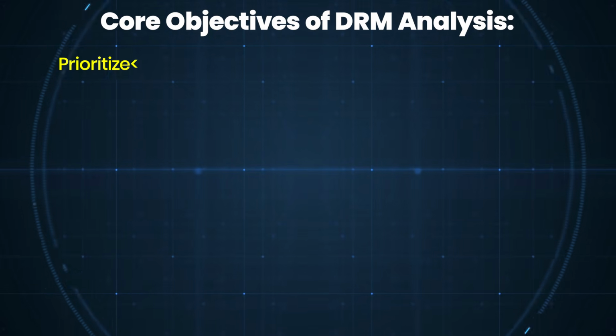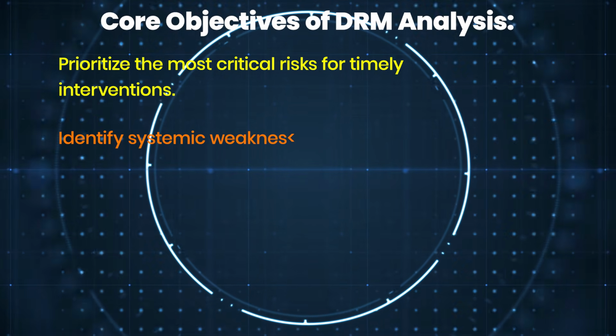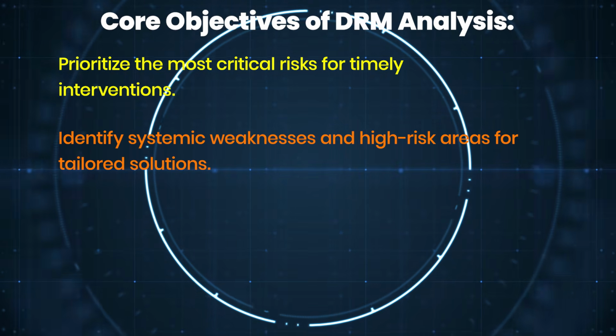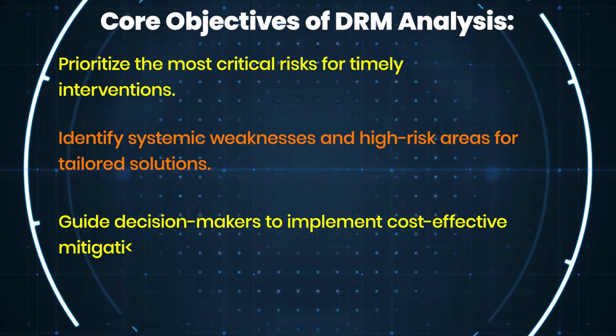Now, let us go to introduction to DRM analysis. What is the DRM analysis? DRM analysis involves breaking down the disaster risk into manageable components such as hazards, vulnerabilities and exposure. It deepens the understanding of potential impacts, creating a roadmap for effective disaster response and mitigation. Core components of DRM analysis are to prioritize the most critical risks for timely interventions, to identify systemic weaknesses and high risk areas for tailored solutions, to guide decision makers to implement effective mitigation strategies.